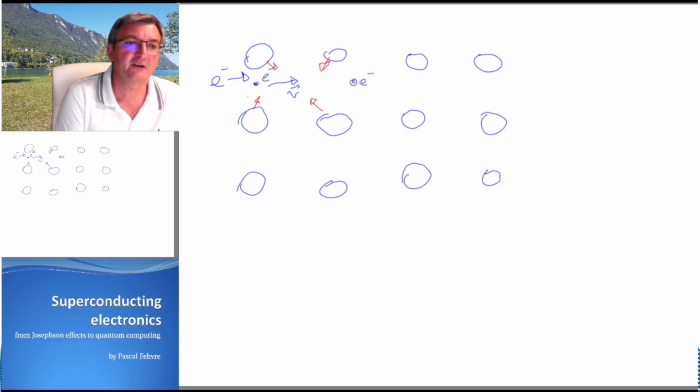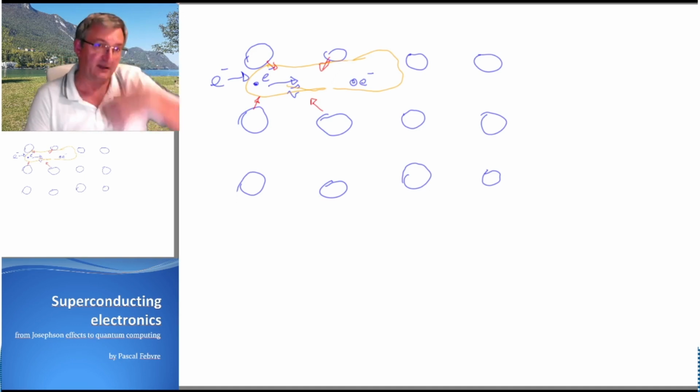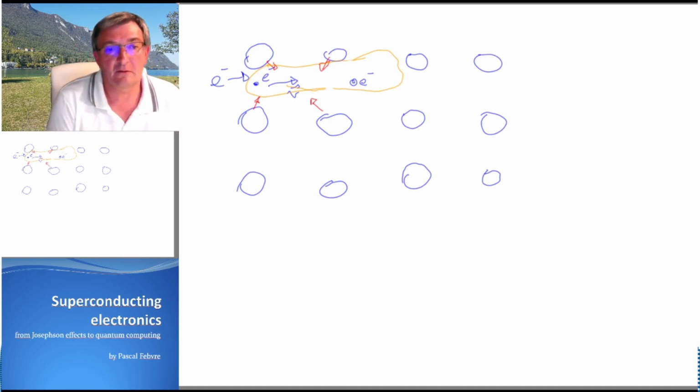So you can consider that this global object made of the 2 electrons, this orange object, say, is a Cooper pair, right? It's a Cooper pair, 2 electrons which are together, but not directly through an attraction. Of course, there is repulsion, but globally, with the attraction of the ions, they stick together.